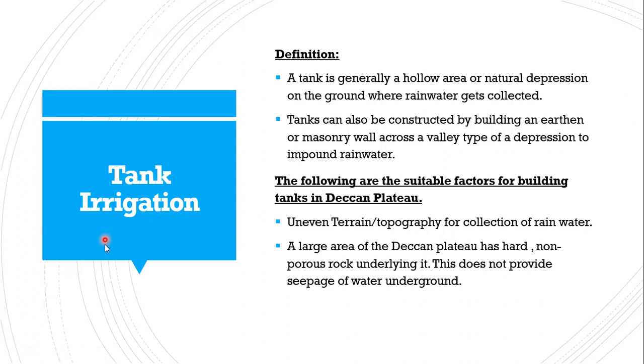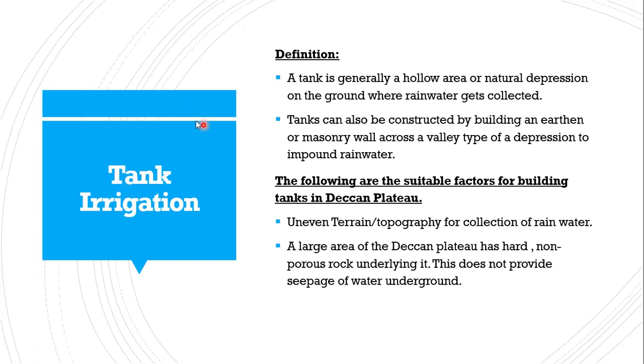Moving on to the third primitive type of irrigation, which is tank irrigation. The first primitive type was well irrigation, second was inundation canal, and the third primitive method is tank irrigation. This tank is not the tank which we construct above our houses. This tank irrigation is a different tank, children. So try to understand the tank from a geographical perspective, not the tank above our apartments or our own houses.